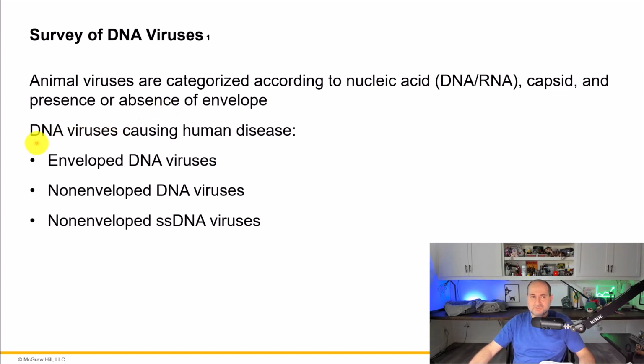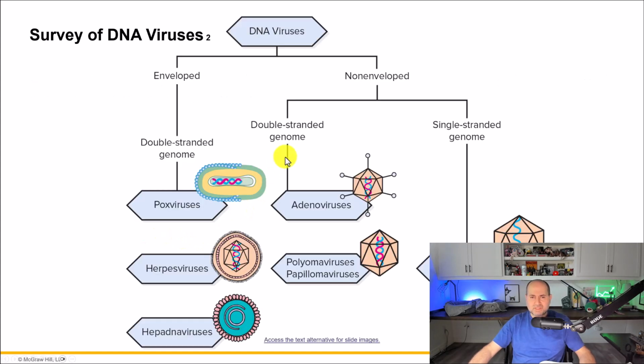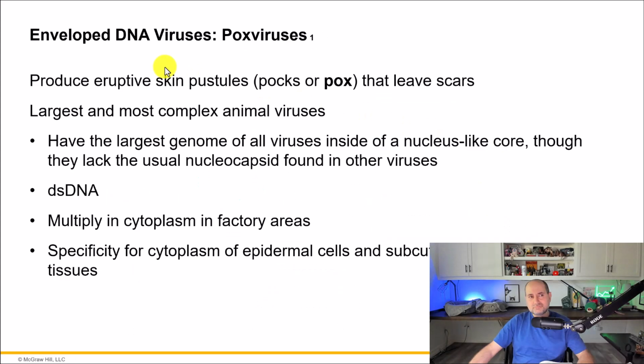So we are going to cover some DNA viruses that cause human disease: the enveloped DNA viruses, non-enveloped DNA viruses, and then finally, the non-enveloped single-strand DNA viruses. Here you can see some of those viruses we are going to touch on. Some are enveloped double-stranded genome, some are non-enveloped double-stranded genome, and there's only one that has a single-stranded non-enveloped genome, and that's the Parvovirus.